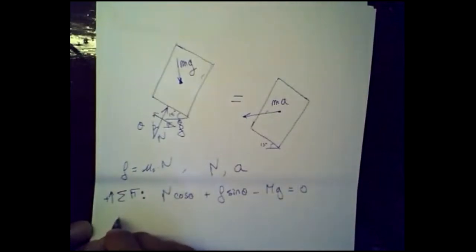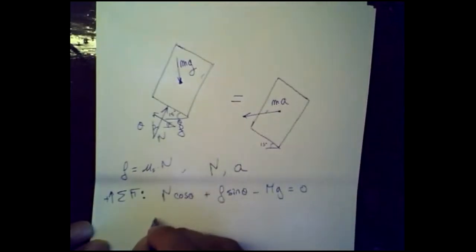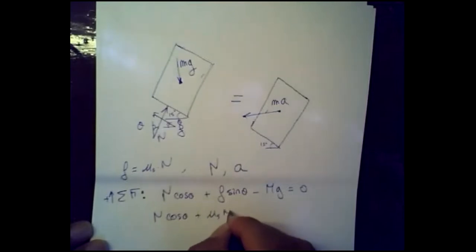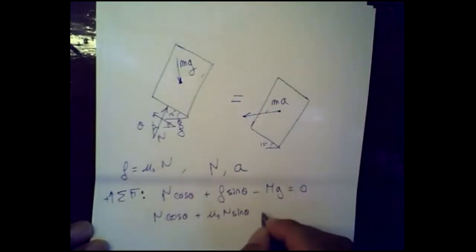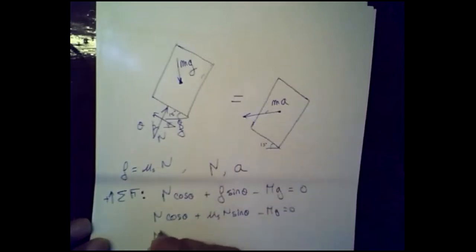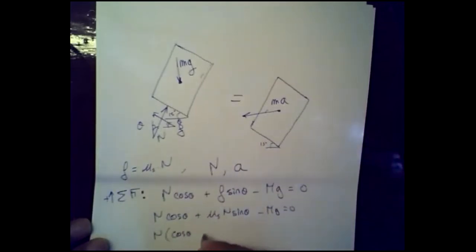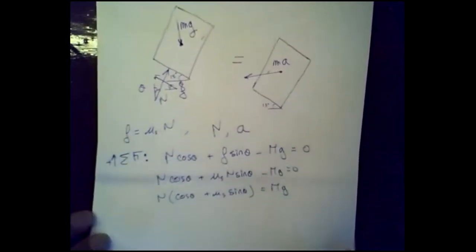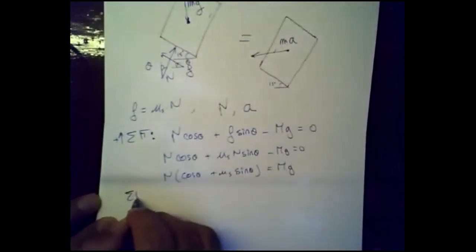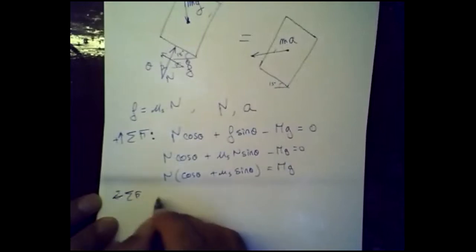And now I know F is equal to mu S times N, so I'm going to write it like that. So N cosine theta plus mu S N sine theta minus mg is equal to 0, or basically N cosine theta plus mu S sine theta is actually equal to mg, and then basically here you directly are solving for N.